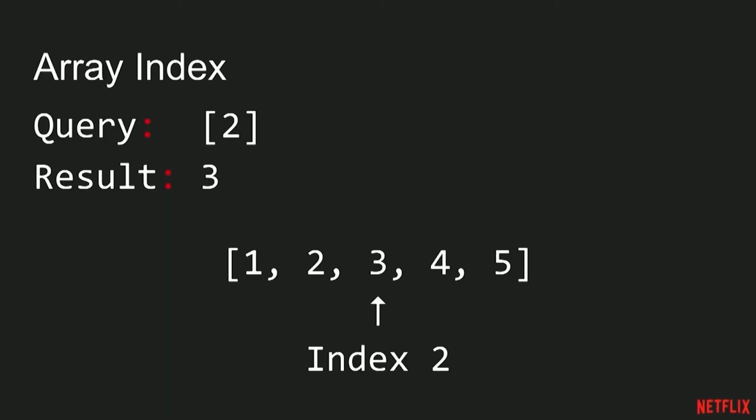Array index, this should be pretty familiar to most of you. This query syntax is just made up for this talk. Don't worry too much about syntax. In this case, it just means grab the second element out of the array. So array 1, 2, 3, 4, 5. Your result's just going to be 3 because it's the second element in the array.